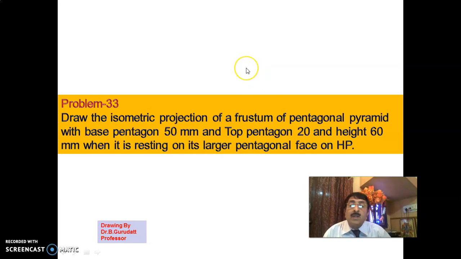Here we are doing the isometric projection of a frustum of a pentagonal pyramid. When it is a frustum of a pentagonal pyramid, the apex portion is removed, so the top will also be a pentagon and the bottom will also be a pentagon. Here they say the bottom pentagon is 50, the top pentagon is 20, and the height is 60 mm. We have to draw the isometric projection.